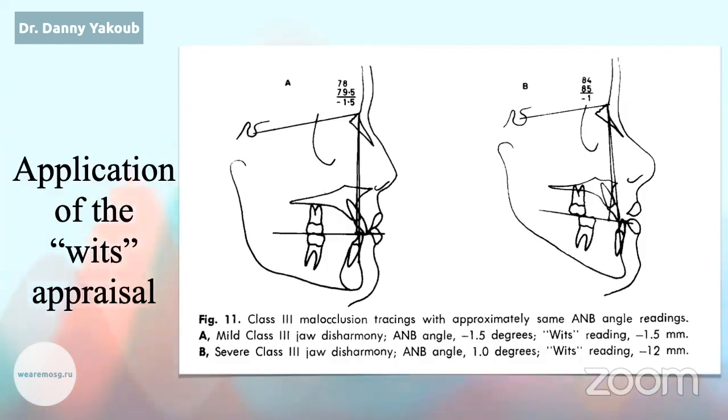Clear? Patient 2 has minus 1, also class 3, but the A and B shows less severity than the first patient. But when we take a look at the occlusion, it's a lot more severe than the first one. Let's take a look at the Wits appraisal of this patient. He has minus 12 millimeters of Wits reading, showing a big discrepancy. So the BO point is anterior to the AO by 12 millimeters.